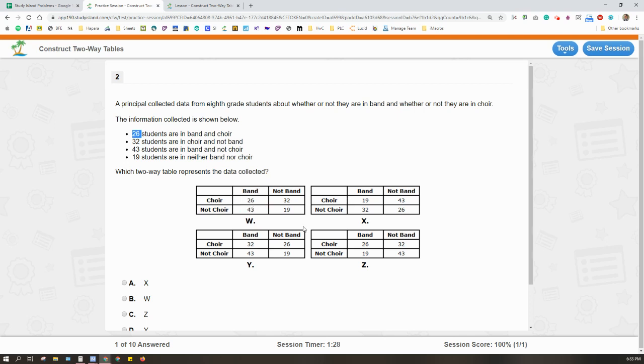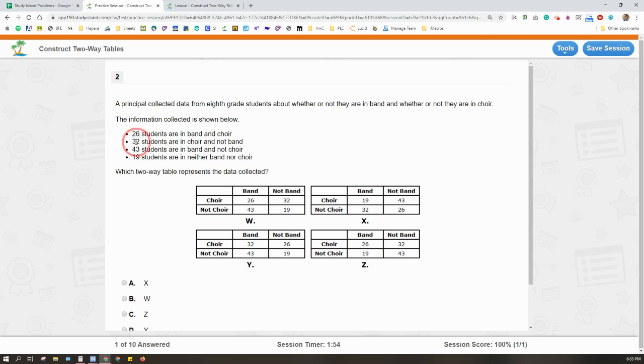What other option also has 26 there? And it's option Z, 26 in band and choir. X does not match because it says there's only 19 in band and choir. Y does not match because it says there's 32 in band and choir. So with just the very first number that they gave us, we've already eliminated half of our options, and we know it has to be table W or table Z.